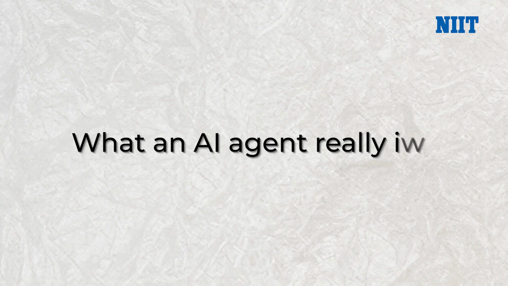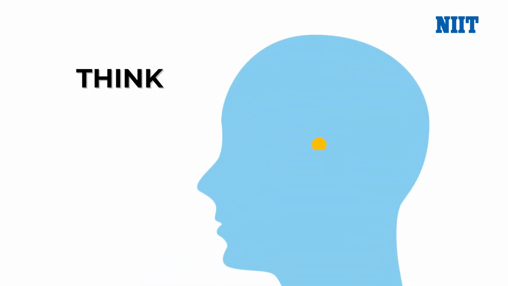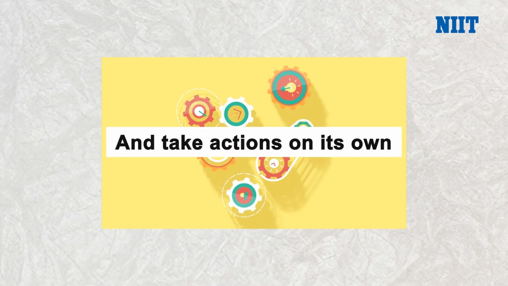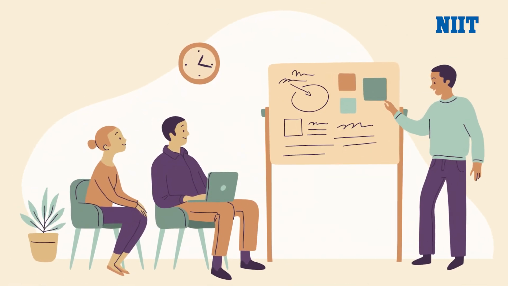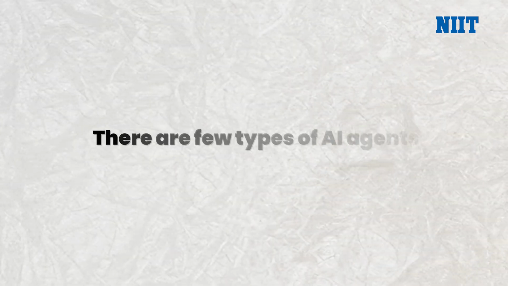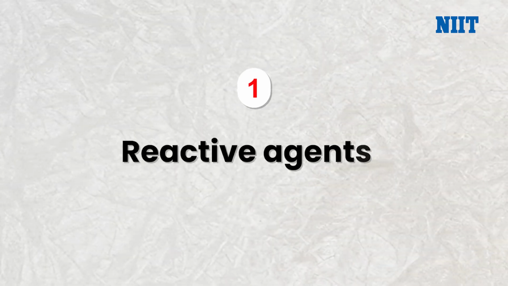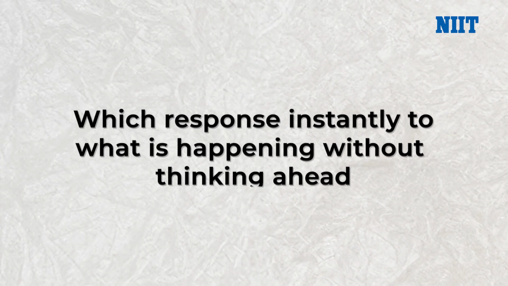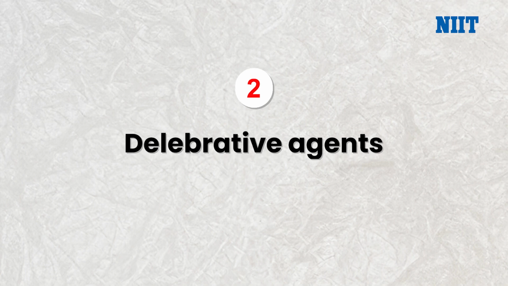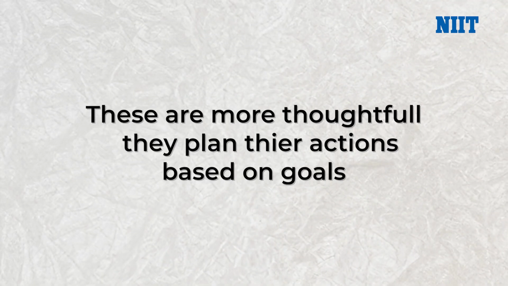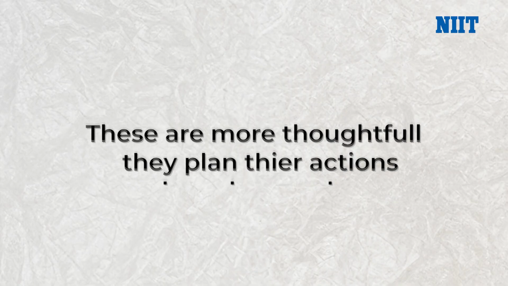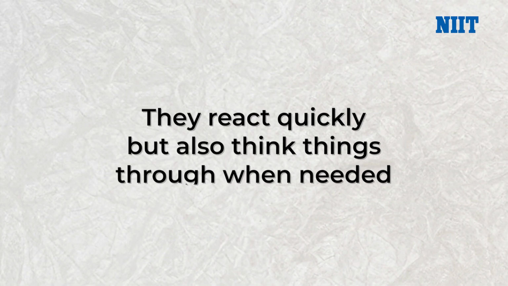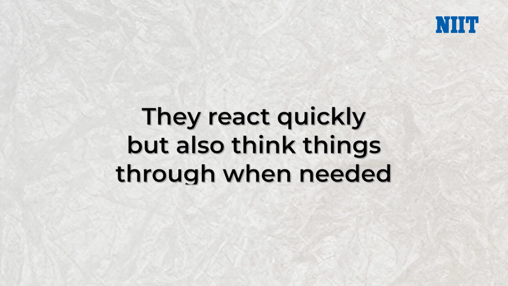Before we dive into how to build an AI agent, let us first get clear on what an AI agent really is. Think of it as a smart helper that can make decisions and take actions on its own based on what it sees or hears around it. There are a few types of AI agents: reactive agents, which respond instantly to what is happening without thinking ahead. Deliberative agents, these are more thoughtful. They plan their actions based on goals. Then we have hybrid agents, the best of both worlds. They react quickly but also think things through when needed.